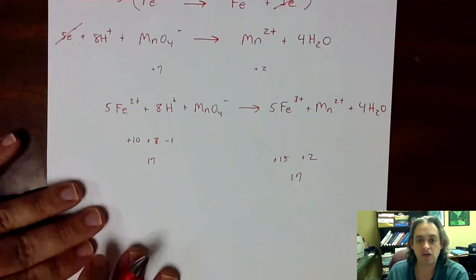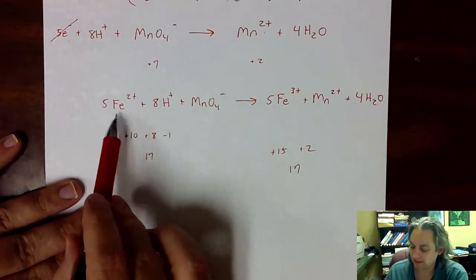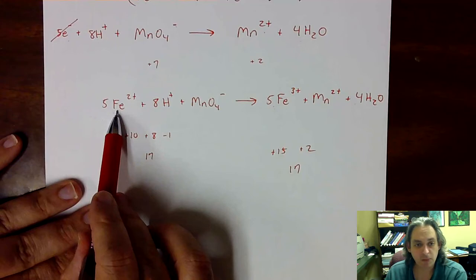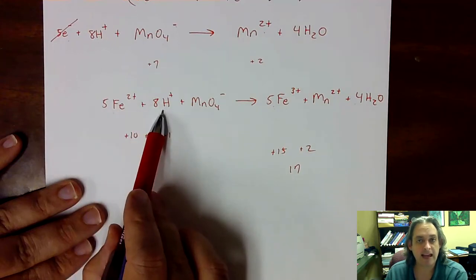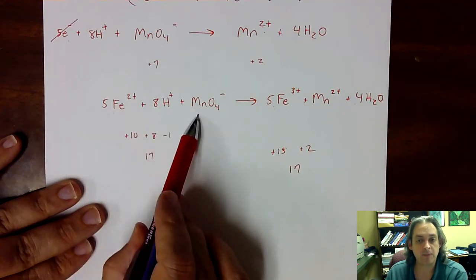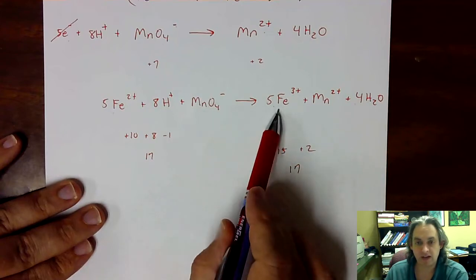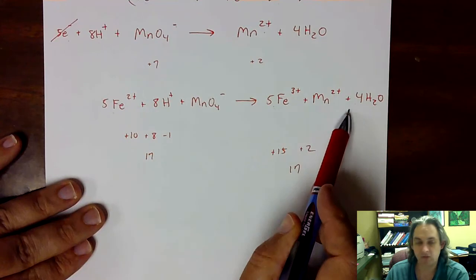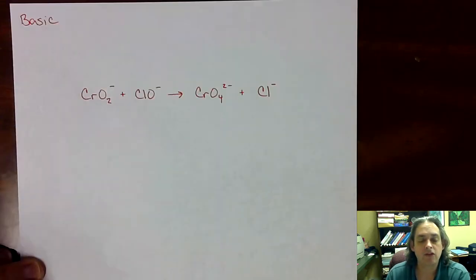So our final balanced equation is 5 Fe2+ plus 8 H+ plus MnO4- goes to 5 Fe3+, Mn2+, 4 waters. Now let's do a reaction that's in a basic solution.